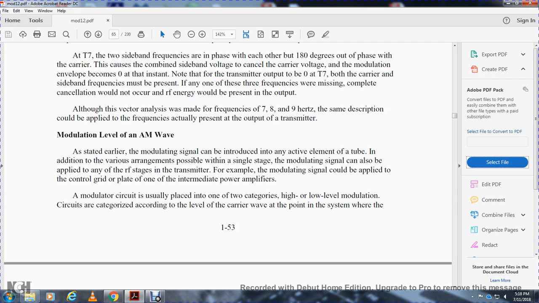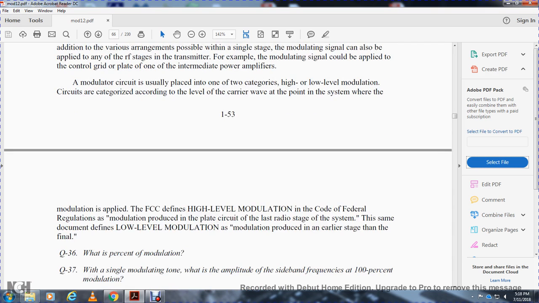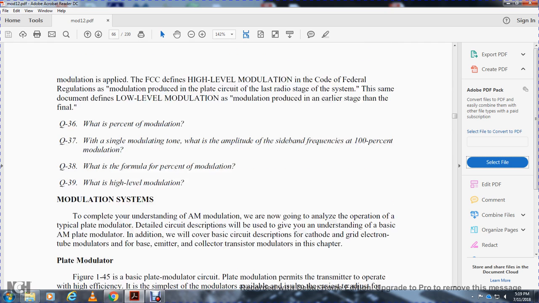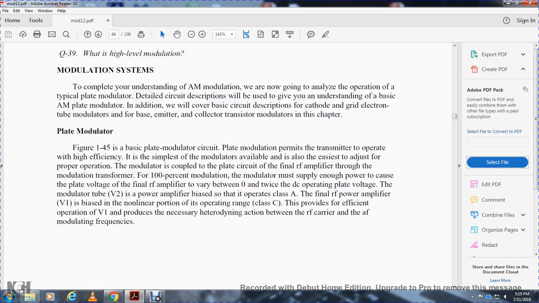Modulation circuits are categorized according to the level of the carrier wave at the point in the system where the modulation is applied. The Federal Communications Commission defines high-level modulation in the Code of Federal Regulations as modulation produced in the plate circuit of the last radio stage of the system. The same document defines low-level modulation as modulation produced in an earlier stage than the final. To complete the understanding of AM modulation, we are now going to analyze the operation of a typical plate modulator. The detailed circuit descriptions will give an understanding of the basic AM plate modulator. In addition, we will cover the basic circuit descriptions of the cathode and grid electron tube modulators, and base, emitter, and collector transistor modulators in this chapter.